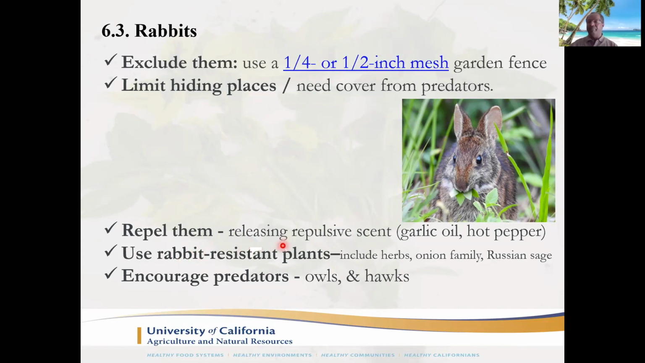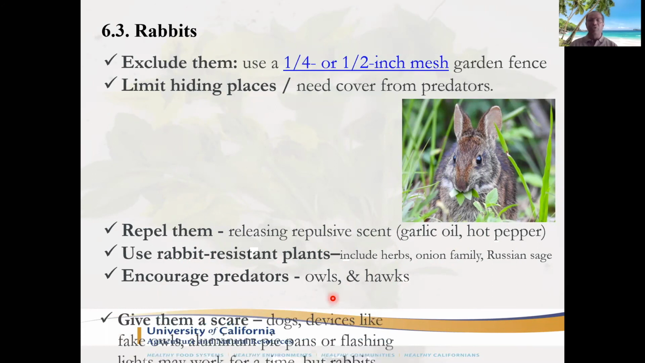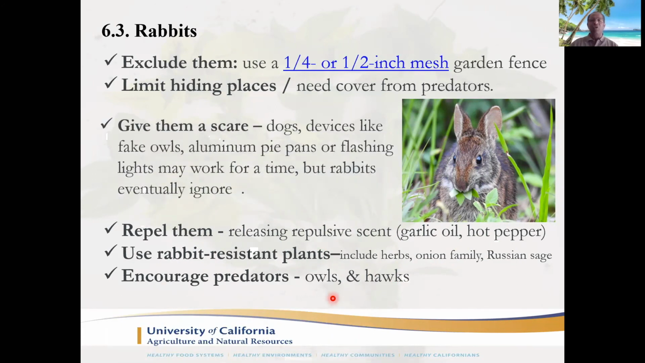Repel them, okay? Releasing some kind of scent, garlic oil, hot pepper chases them out. Use rabbit-resistant plants, okay? Herbs, onions, and then encourage predators. Owls and hawks, they really hate them. And they are also very well prepared on how to attack them. So if you have got dogs, those are very good to give them a scare, okay? And they can chase them.